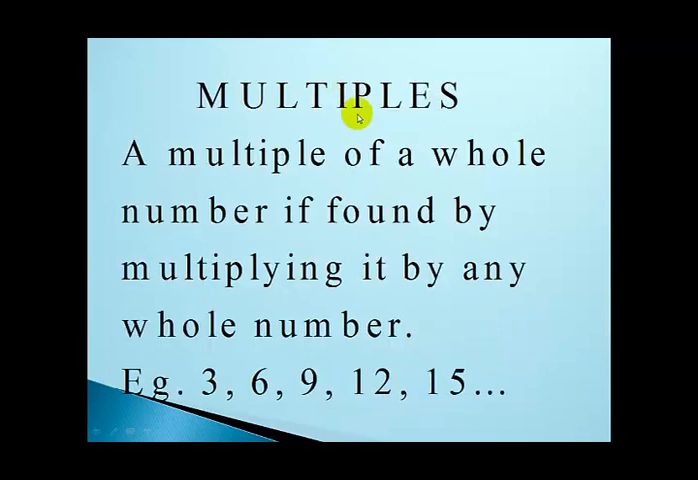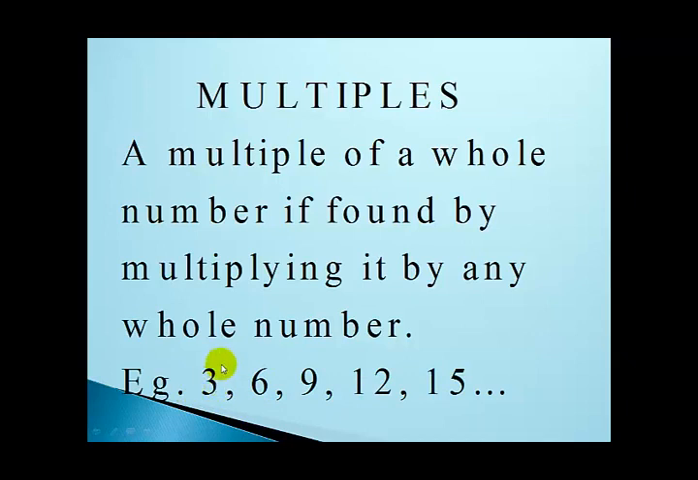Now multiples. A multiple of a whole number is found by multiplying it by any whole number. Example, the multiples of 3. We have 3, 6, 9, 12, 15. So if you want to generate multiples of a number, you can generate them by addition of the number to itself a number of times.